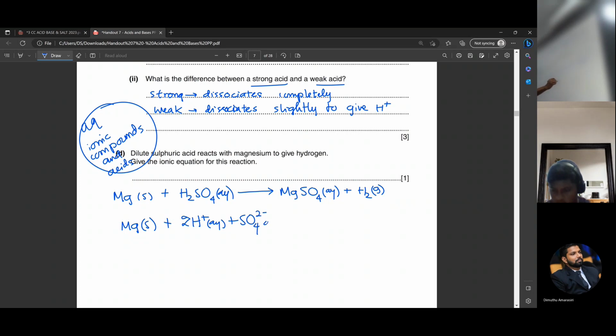The earlier one I didn't derive, I just wrote the answer, but here I'm going to derive. Magnesium sulfate, aqueous, ionic. Therefore, you have to break that into ions: magnesium 2 plus and sulfate ions. Hydrogen gas is just a gas molecule. Now you can see sulfate is identical on either side. We call them spectator ions. Identical, no change. They just spectate in the situation.